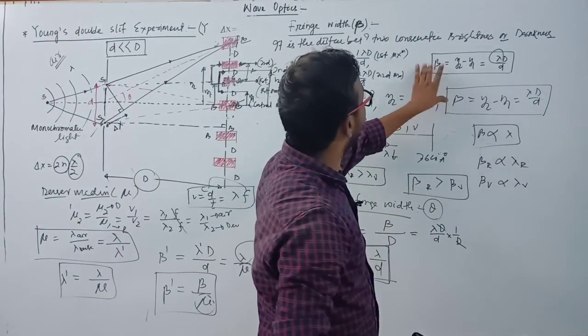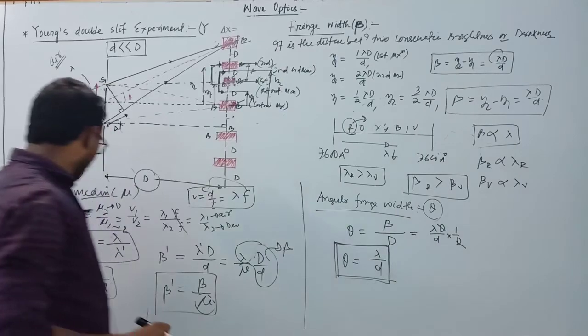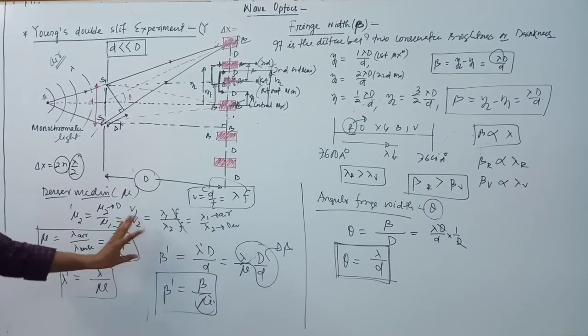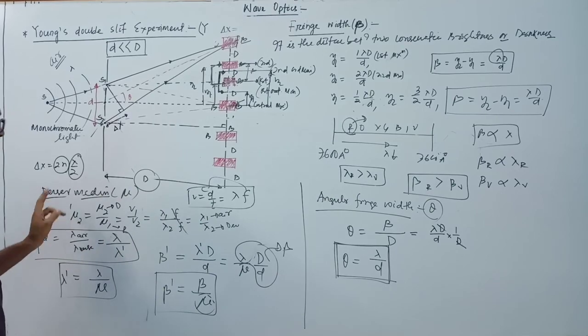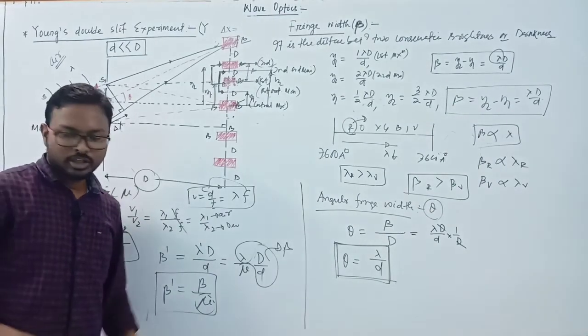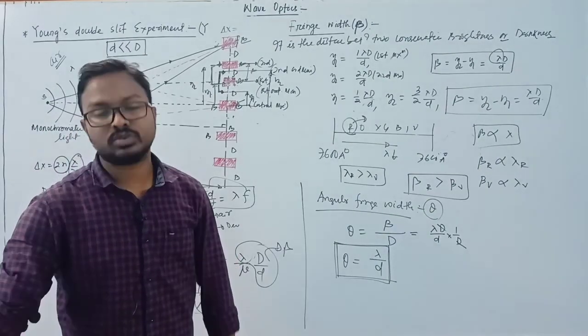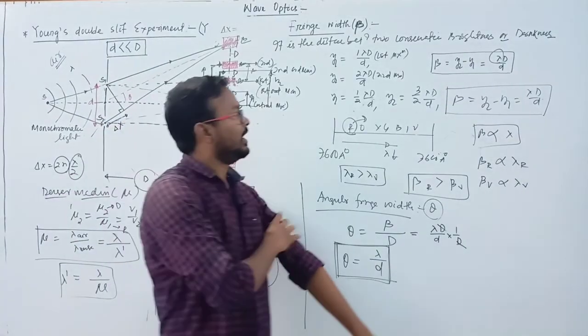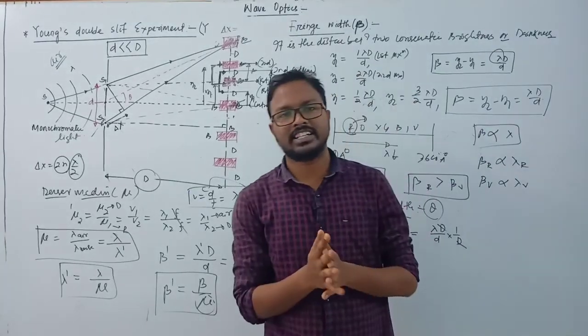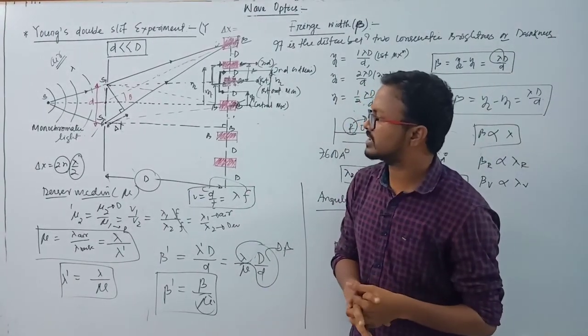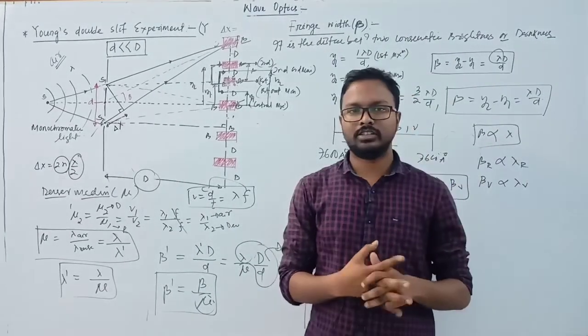So this is known as angular fringe width. This is our linear fringe width, and we get the fringe width decreased if we take the setup inside any denser medium. Clear? So these are the important long questions for your board examination, that is Young's double slit experiment. So you have to remember all these concepts step by step. Clear? Thank you all.